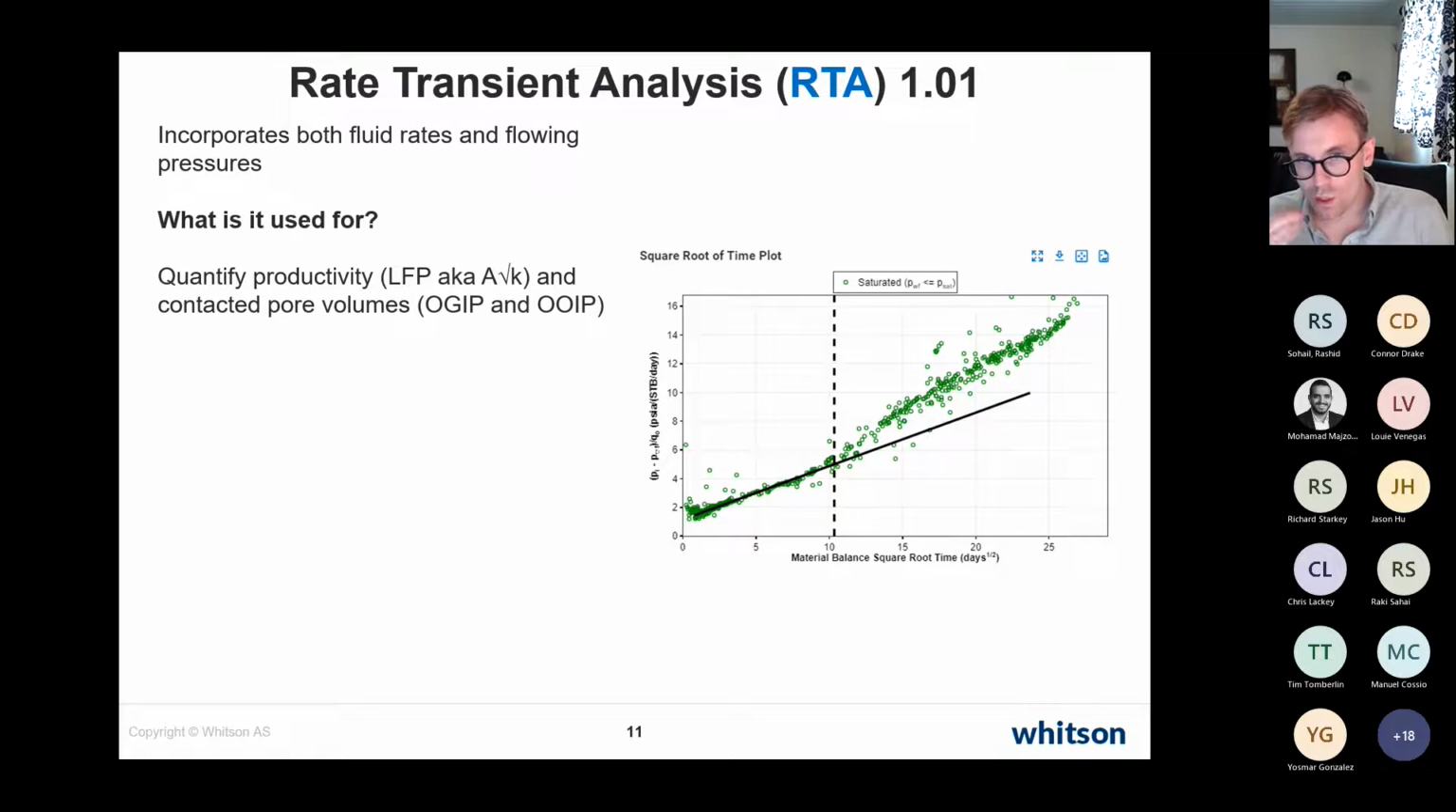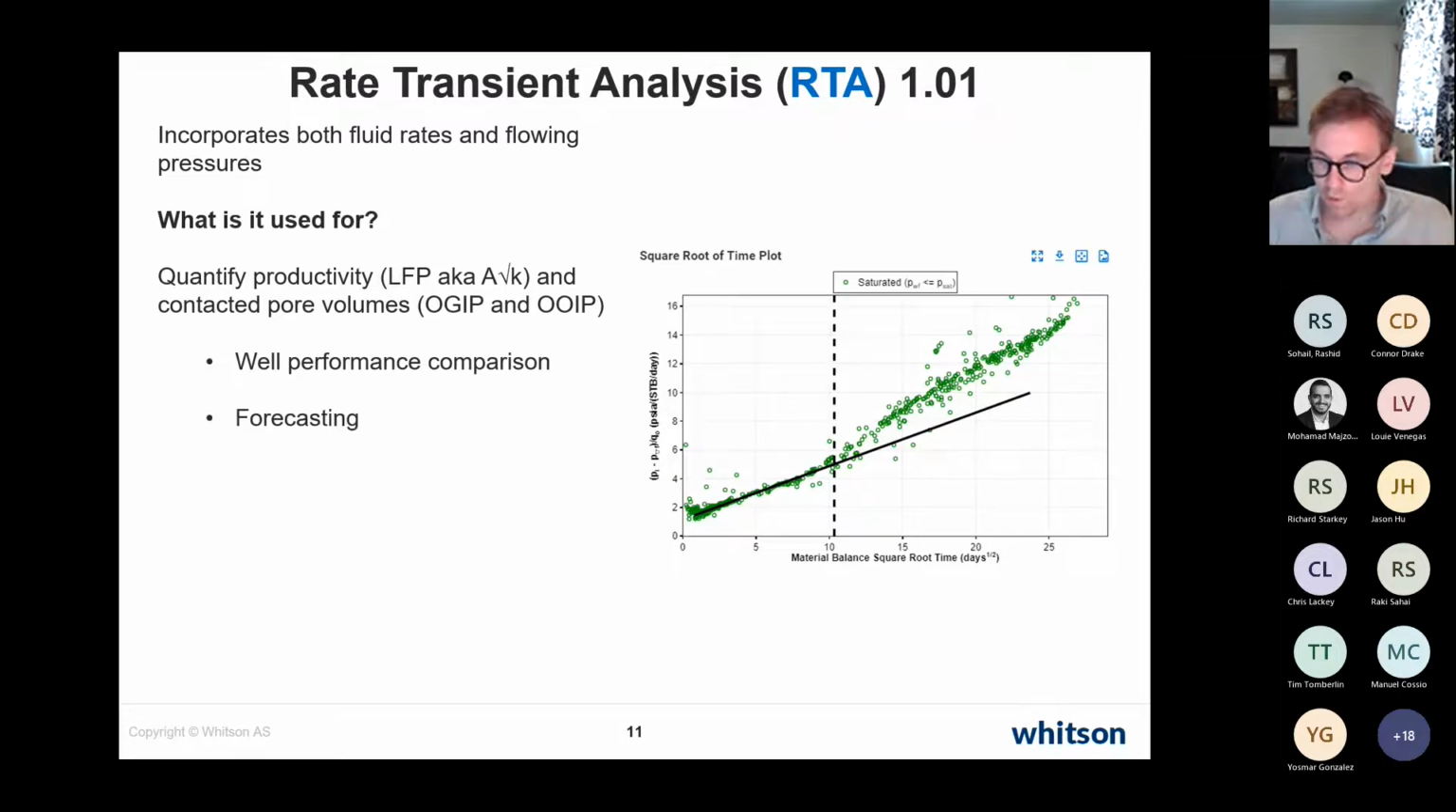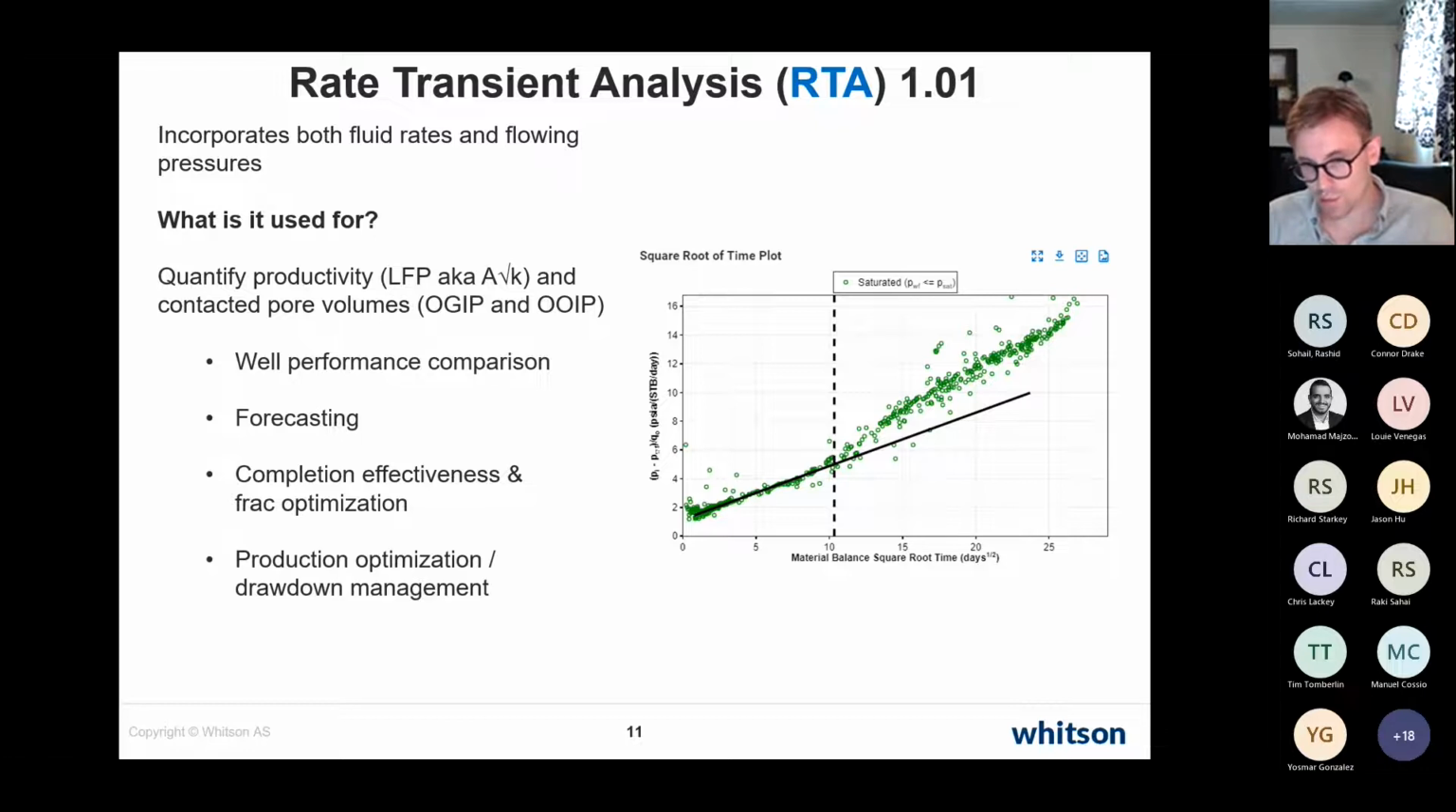Once you've quantified an LFP and an OIP, you can use that to compare well performance with each other on a consistent apples-to-apples basis, especially if there are big differences in drawdowns or fluid types. A lot of us use it to get more comfortable with our physical forecasts, or sanity check or constrain them, especially in multi-phase systems. Some of us also use it to assess completion effectiveness and frac optimization, to look at production optimization and drawdown management, and also a lot of us use it as a starting point for more advanced studies.